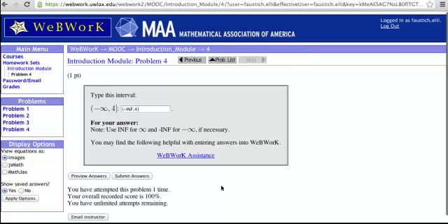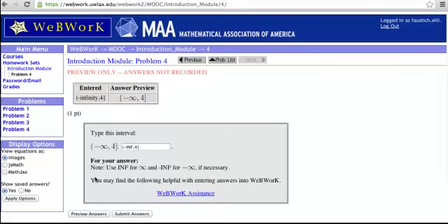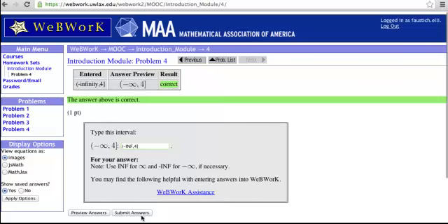And the last key piece of information you'll need to know is how to type in interval notation, specifically using the idea of infinity. We use the capitals INF to type in infinity and a negative INF for negative infinity. I have typed in a parenthesis, negative capital INF, comma 4 bracket to write the same interval. Previewing, I see that that interval matches, and I will submit my answer.